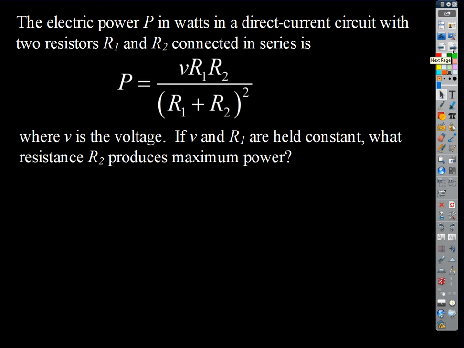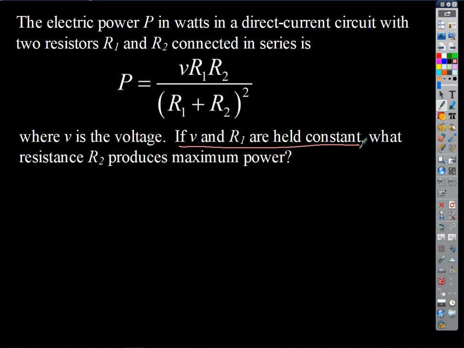The electric power in watts in a direct current circuit with two resistors, R1 and R2, connected in series. This is how we calculate power, right? If we're looking at circuit design stuff, physics stuff, okay? Where V is the voltage, and the resistances are R1 and R2, and P is power. So if V and R1 are held constant, that's big, right? What's that telling us? What resistance R2 produces maximum power?